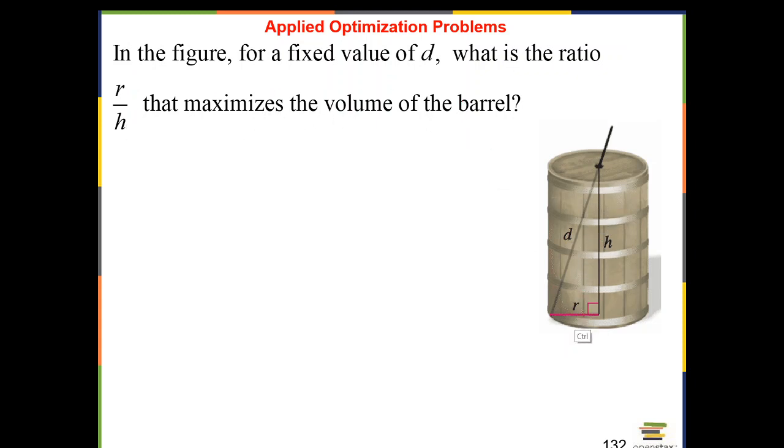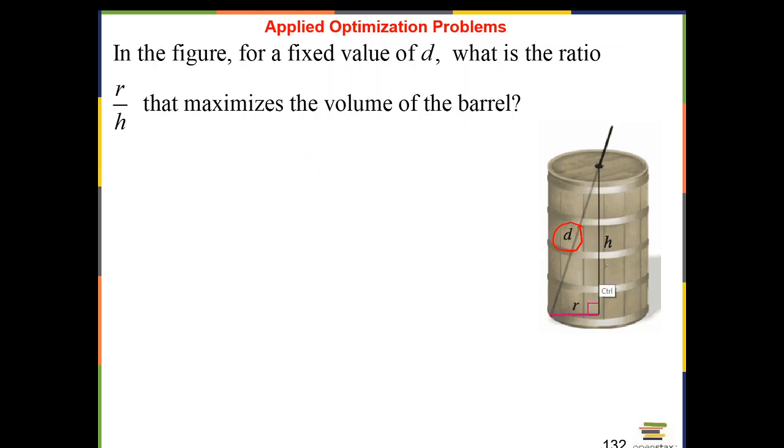That means what should the ratio of the radius of the barrel and the height be so that you get the maximum amount of wine if we keep D constant. So D is not a variable, it's a parameter. These are the variables, right? We keep it as D because we don't know what D is, so we just give it a name. But in the problem, we don't want D to change, right? D is what we use to pay, so that's the same.